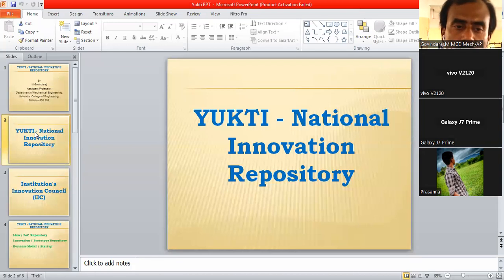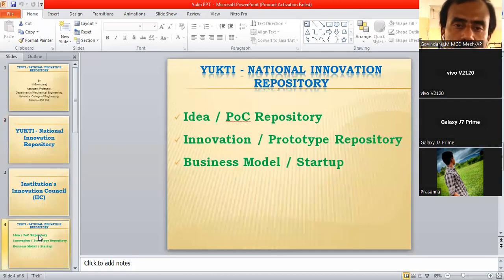Another very important thing in this idea submission is that you can submit ideas on three platforms. They are the idea POC repository, the innovation prototype repository, and business model startup. The first one is the idea and POC repository. What does POC mean? Proof of concept.